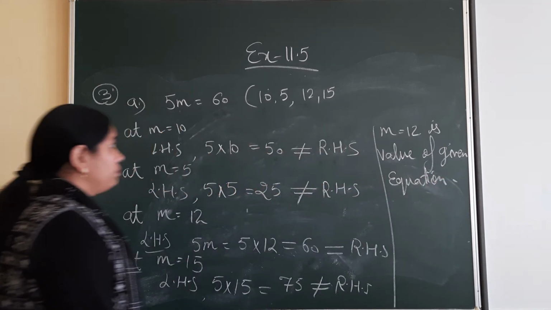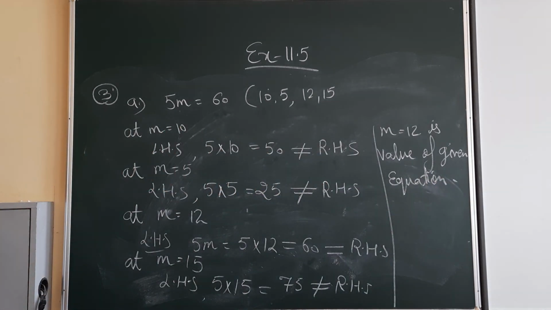This way children you have to complete this question, the remaining parts also. And question number 4 is also the same. In question number 4 we have a table. In the first column we are seeing m and the second column is the equation. So this question I will discuss with you in the next class for today.